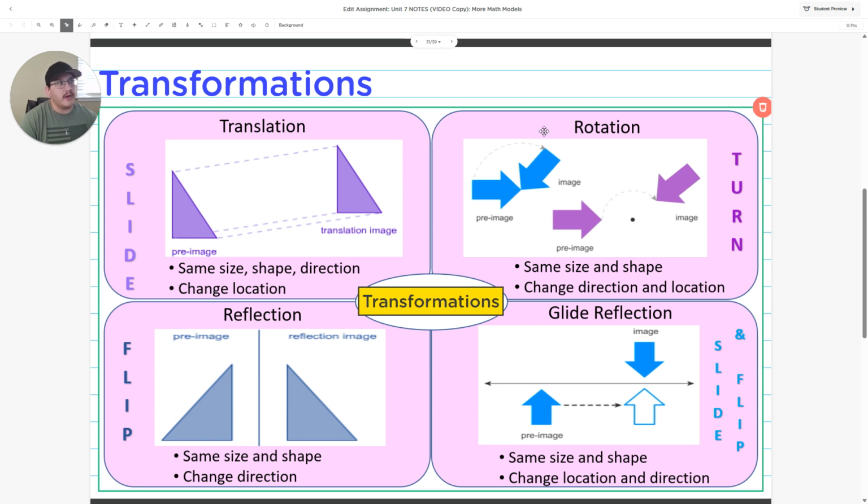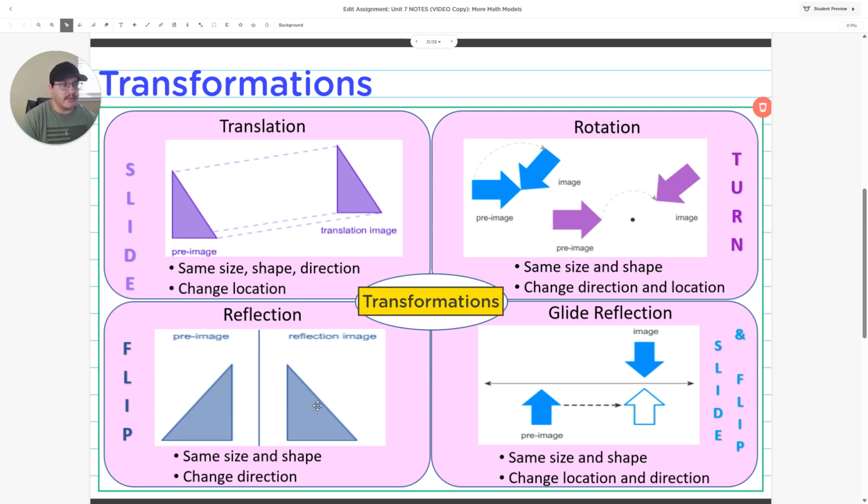As you can see here, the point is right on the tips of the arrow. And for this other image, you see the point is a distance away from it. And as it turns, it keeps the same radius all the way throughout to turn it around into a different spot. Reflection takes the image and mirrors it from one side to the other.